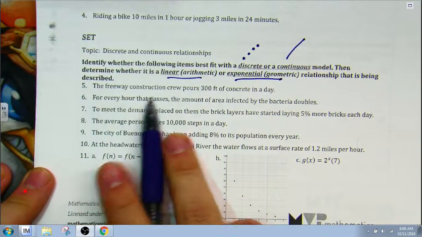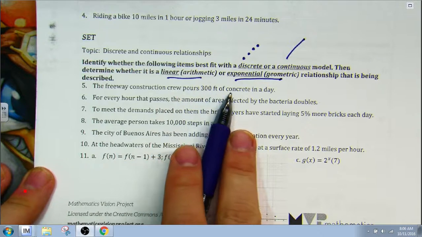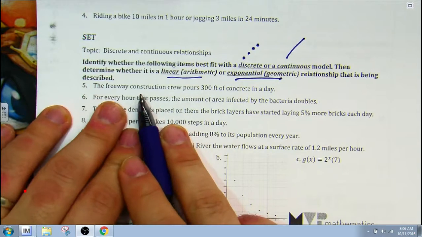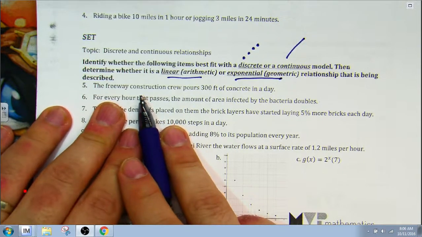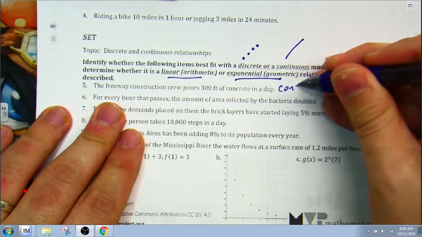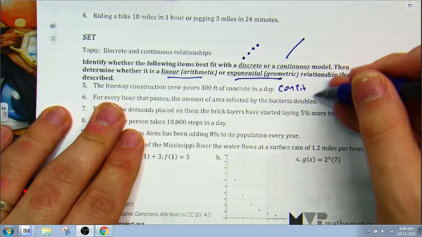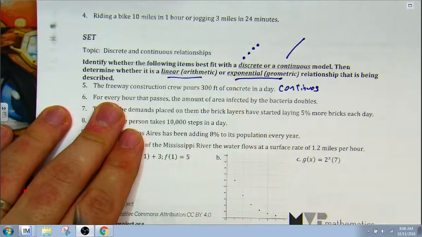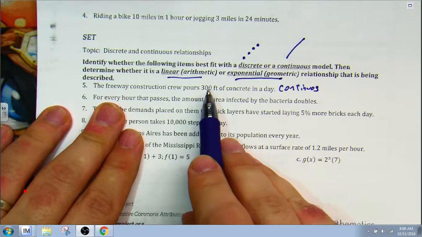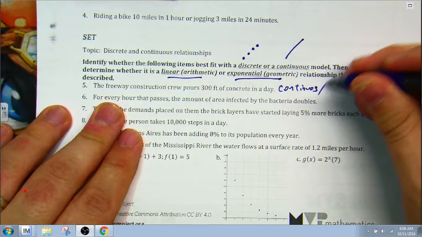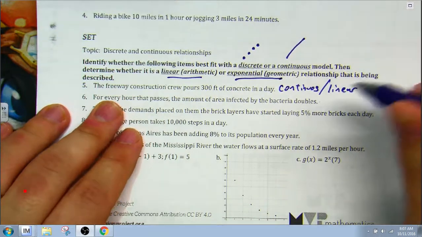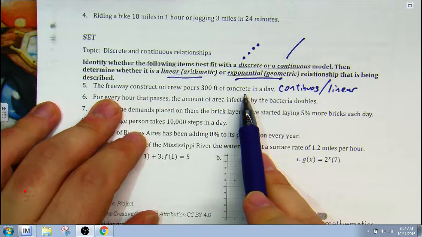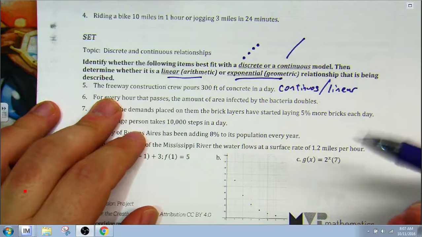So the freeway construction crew pours 300 feet of concrete in a day. Is this going to be a discrete or continuous relationship? Clearly they don't drop all 300 feet in one moment. This is going to be continuous. And then, is it going to be linear or exponential? Well, it's 300 one day, 300 the next day, 300 the next day, so we're adding 300 each day, so we know that it's going to be linear. Again, we're looking at these problems very similar to yesterday, except this time we're wondering whether they're going to be linear or exponential, otherwise known as arithmetic or geometric.